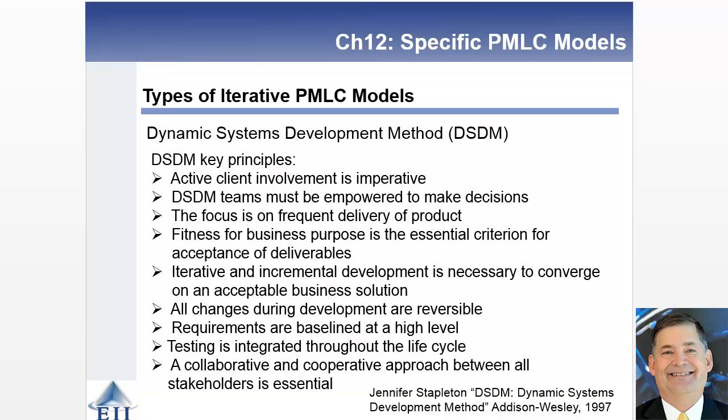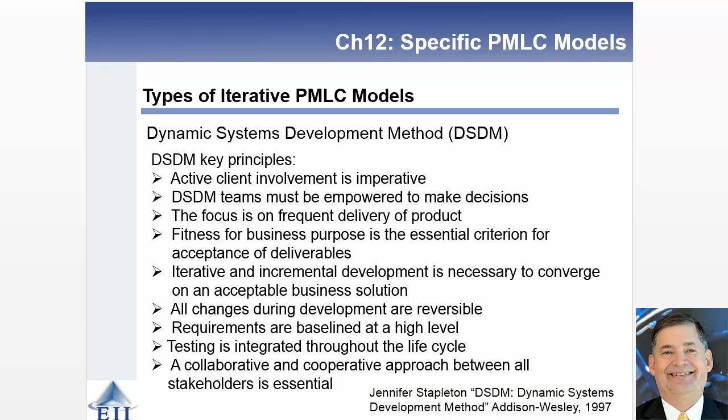Again, you're going to see active client involvement. It's going to be absolutely imperative in terms of making decisions. That team has to be able to make decisions. You've got a real focus on frequent delivery of product, but you see that in the other models as well. Again, this is not something that's going to stretch out over 6 months or a year before you see value. The intent is to rapidly deploy value. These types of approaches lend themselves towards converging on an acceptable business solution, but that doesn't always happen. Sometimes you diverge from the acceptable business solution, and those are projects you're going to have to abandon.